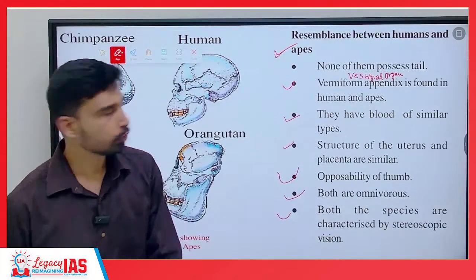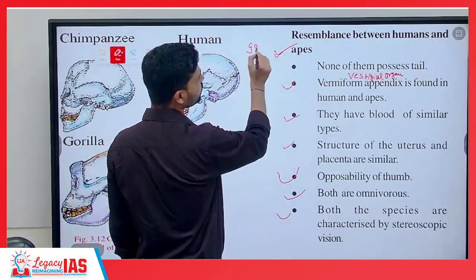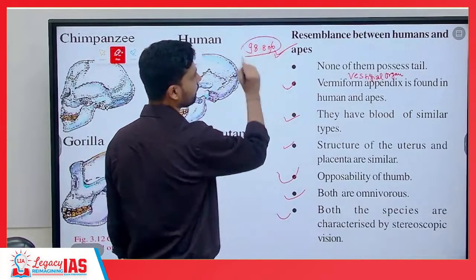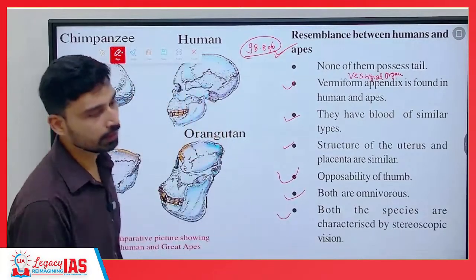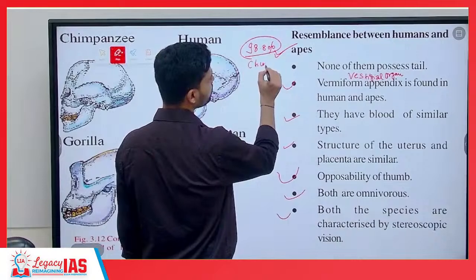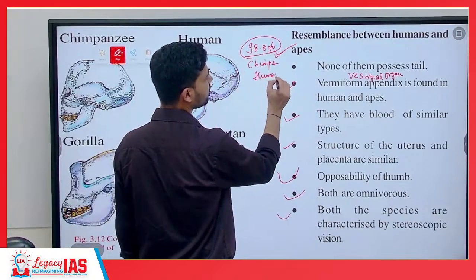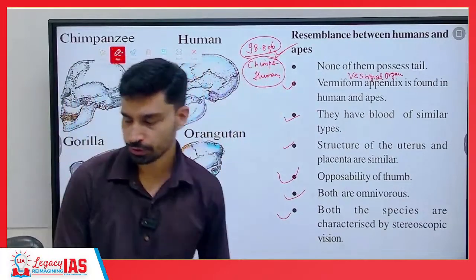If you talk about chimpanzees and humans, even at the genetic level, 98.8% of genes are the same. Only the 1.2% difference that you have makes us different. So chimps and humans share a genetic similarity of 98.8%.